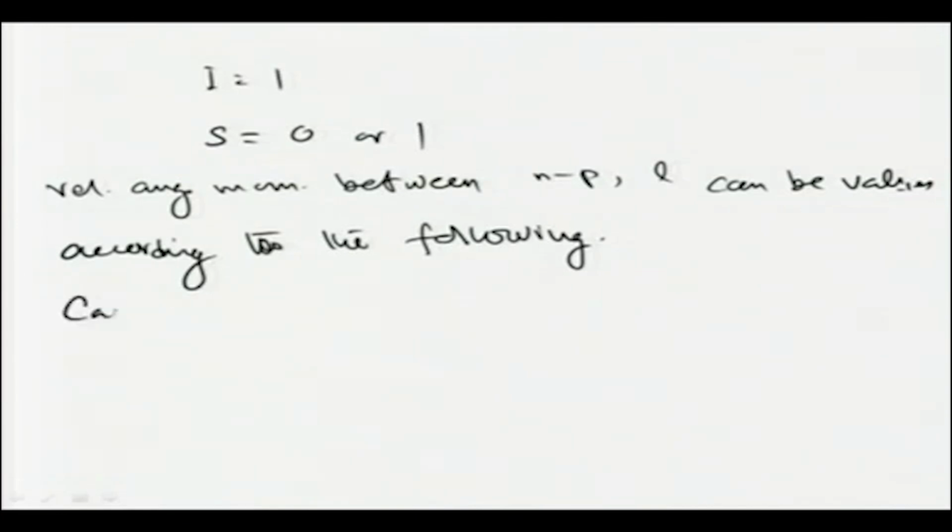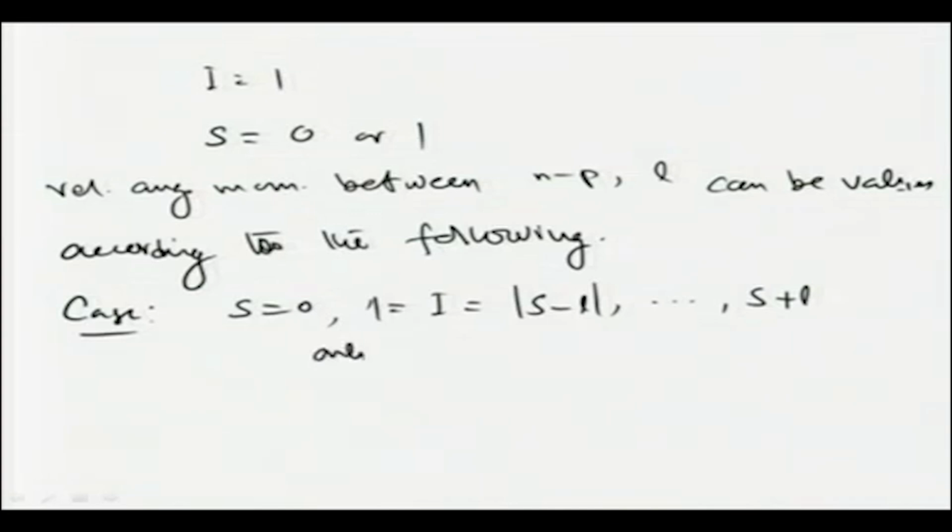Now, case 1, let us take S is equal to 0 case. We want I, which ranges from S minus L to S plus L, to be equal to 1. Okay. So, since S is equal to 0, the only allowed value of L is equal to 1.